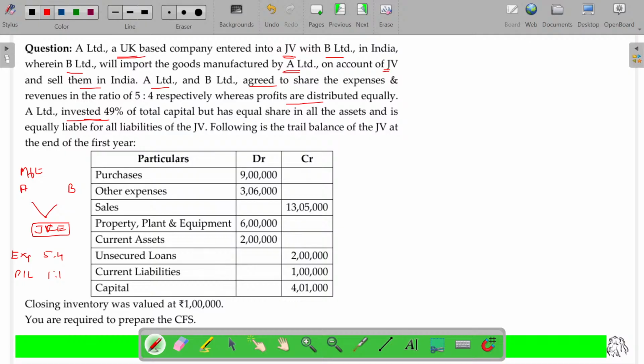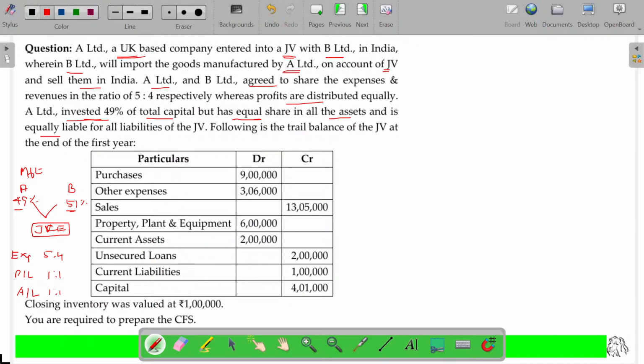A Limited invested 49% of the total capital; the balance 51% we may assume was invested by B, but both have an equal share in all the assets and are equally liable for all liabilities. In case of assets and liabilities, both entities are equal. In case of expenses, A spends 5 rupees and B spends only 4 rupees. In case of assets and liabilities, both will contribute 50-50. But when it's about investment, A invests only 49 and B invests 51.